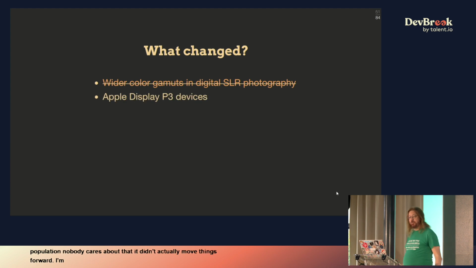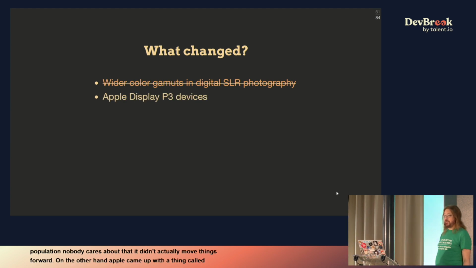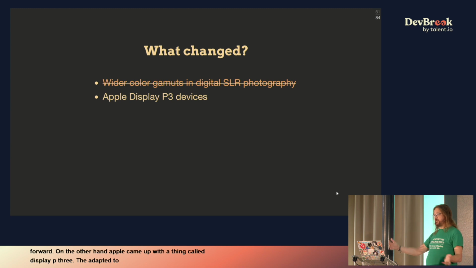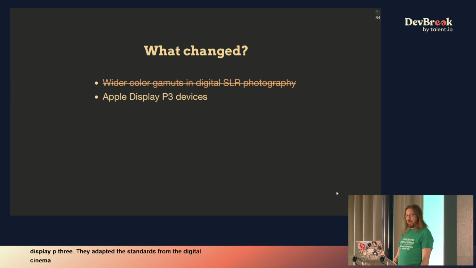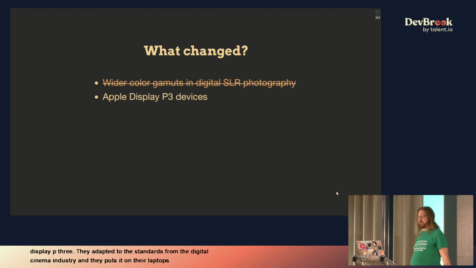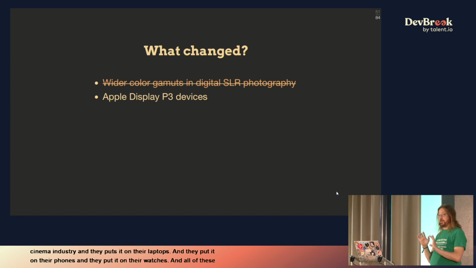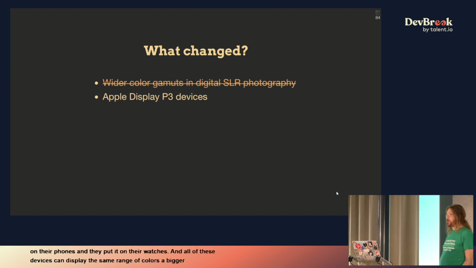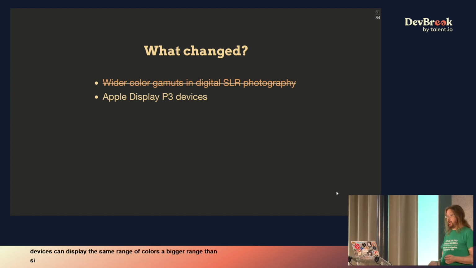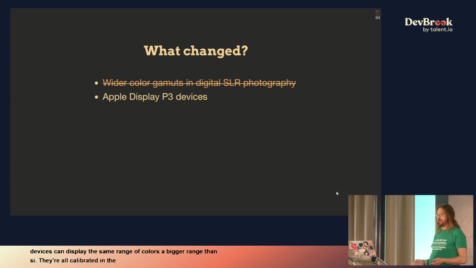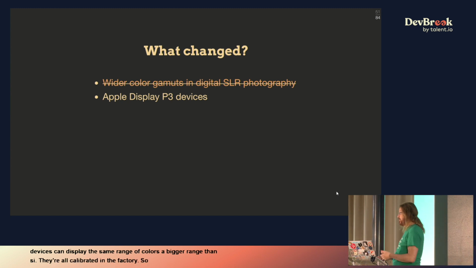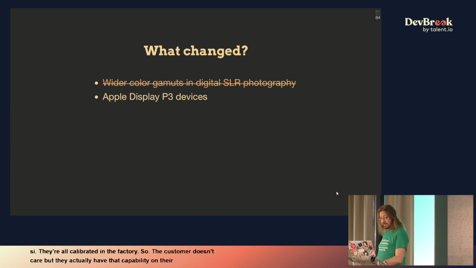On the other hand, Apple came up with a thing called Display P3. They adapted a standard from the digital cinema industry, and they put it on their laptops, and they put it on their phones, and they put it on their watches. And all of these devices can display the same range of colors, a bigger range than sRGB. They're all calibrated in the factory, so the customer doesn't care, but they actually have that capability on their wrist or in their pocket.